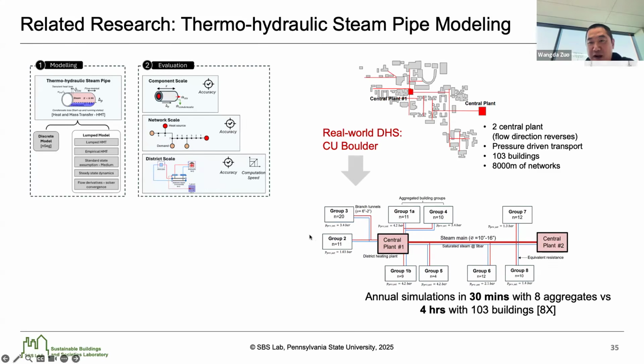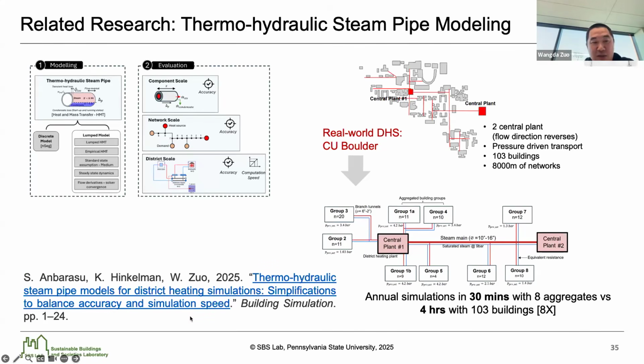So then we were trying to see how we can speed up the simulation. For example, one strategy we found is we can group those buildings so that we can significantly speed up the simulations. And you can find more details in her paper.